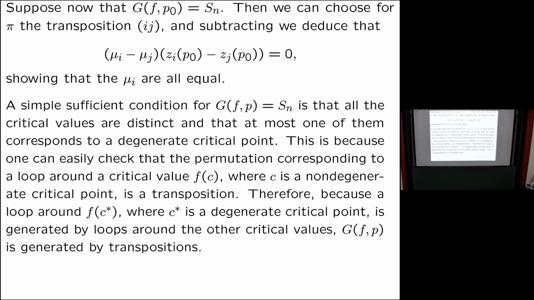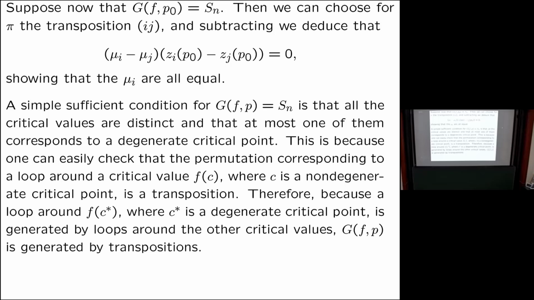So a simple sufficient condition is that all the critical values are distinct, and that at most one of them corresponds to a degenerate critical point. That's because it's easy to check that the permutation corresponding to a loop around a critical value coming from a non-degenerate critical point is a transposition. So it's just a little calculation.